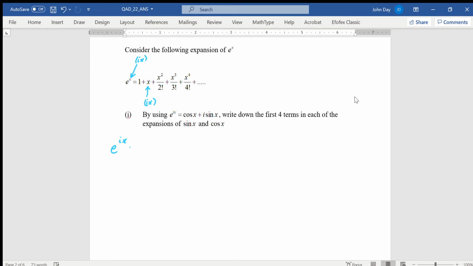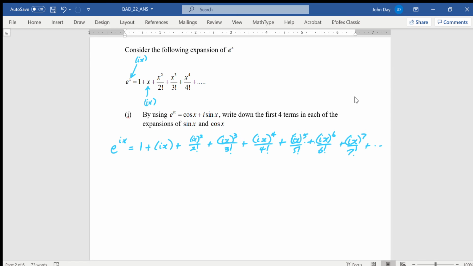So e to the ix is equal to 1 plus ix plus (ix) squared on 2 factorial plus (ix) cubed on 3 factorial plus (ix) to the 4 on 4 factorial plus, all right, let's keep going, plus (ix) to the 5 on 5 factorial plus (ix) to the 6 on 6 factorial plus (ix) to the 7 on 7 factorial. There we go.